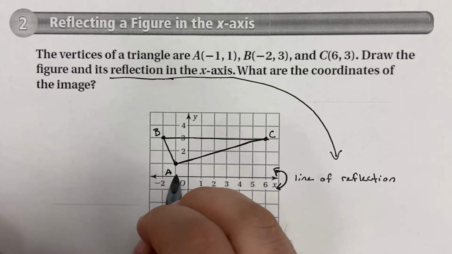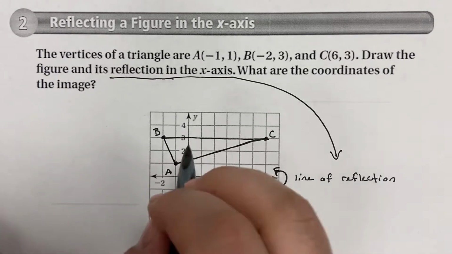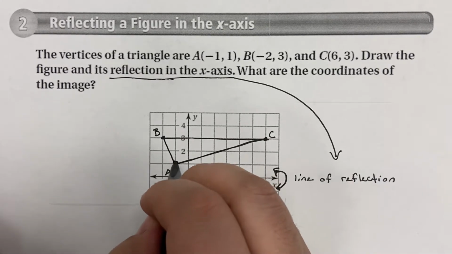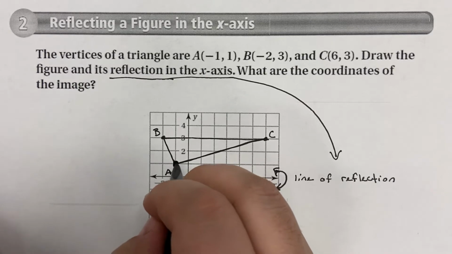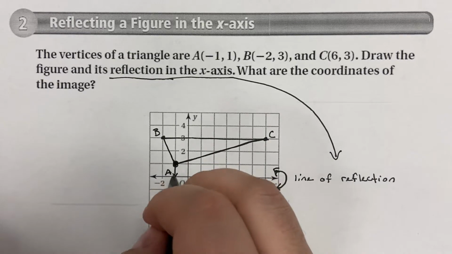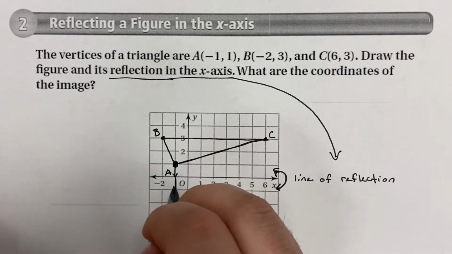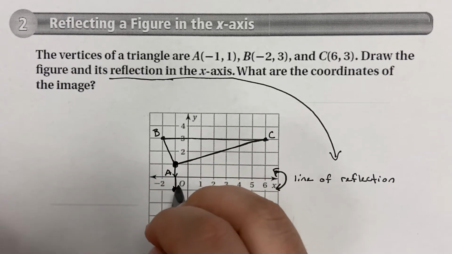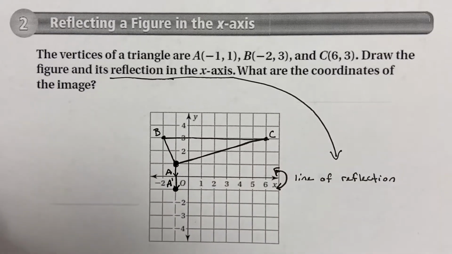How we do that is it's got to be equidistant. The image has to be equidistant to the original from the line of reflection. So we basically just say, how far are we from the line of reflection? In this case, the x-axis. So there we're 1 down. We go 1 down and we have the image of A.